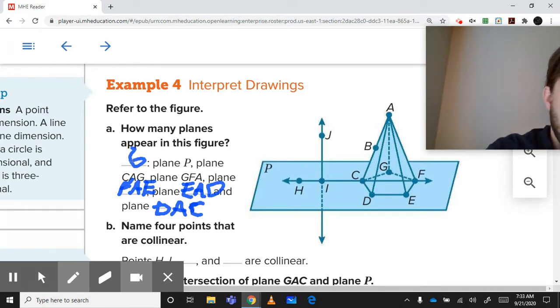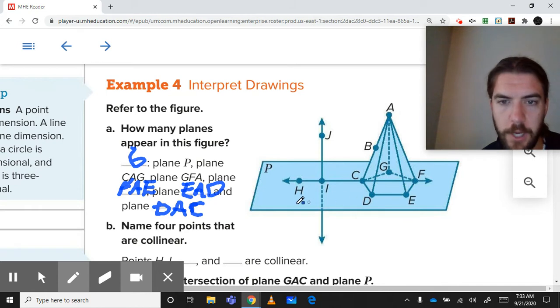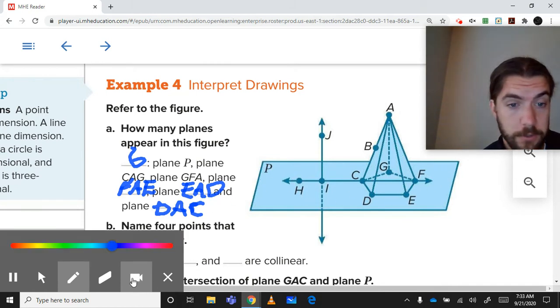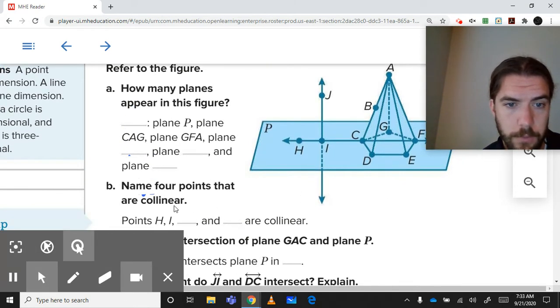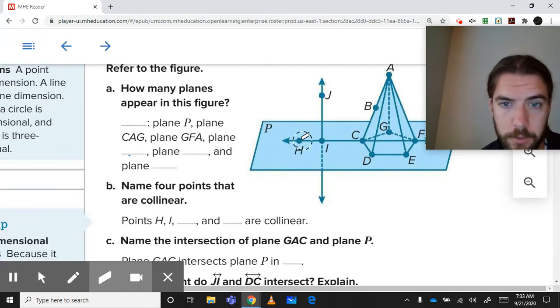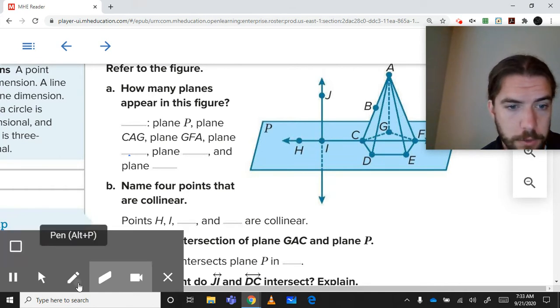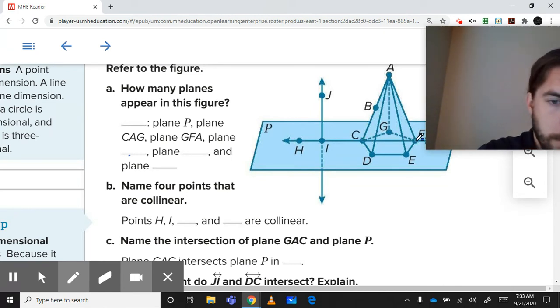Okay, so there are 6 total in that picture. 1 for the big flat one, 5 for the 5 other surfaces that are not part of that horizontal flat surface. Now we want to name 4 points that are collinear. So what 4 points are collinear? Well, we're given 2, H and I, so we're doing H and I. What other 2 points are along line HI? Which other ones are collinear to those points? It would be C and F, right? Just the ones that are in a straight line.